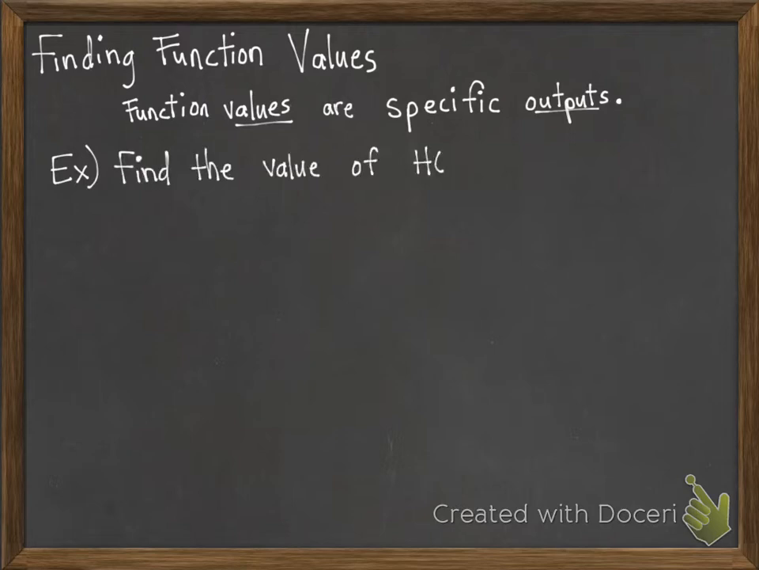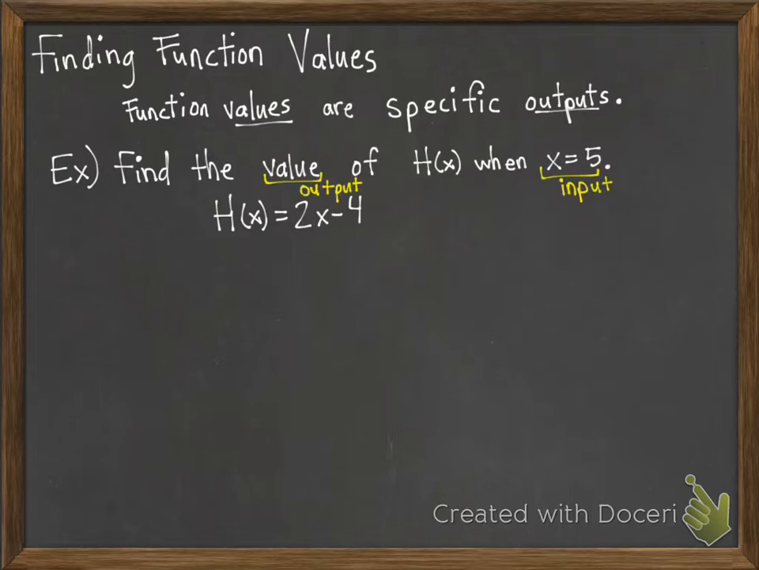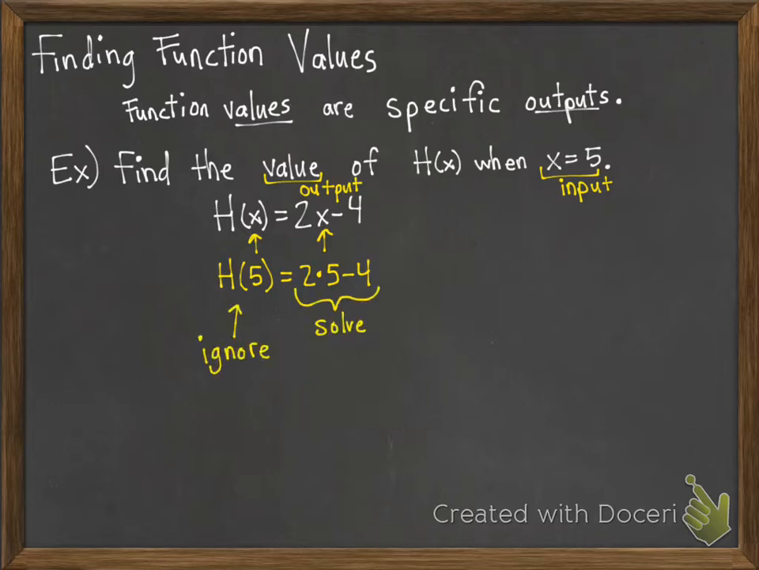So if we want to find the value of the function h of x when x equals 5, first it gives us this formula, h of x equals 2x minus 4, and it wants us to plug in the input of 5 to find out the value or output. We would plug in 5 for x, and then do the math on the right side, but ignore the left side.